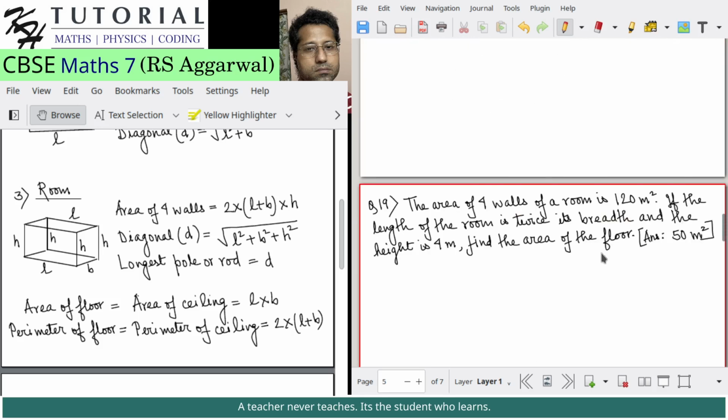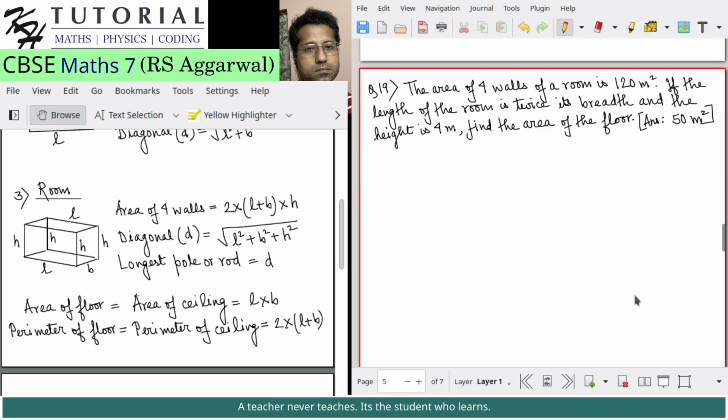Let's see the next problem. The area of 4 walls of a room is 120 meter square. If the length of the room is twice its breadth and the height is 4 meter, find the area of the floor. Okay, so what is given? This is again based on area of 4 walls of a room and height, its length and breadth, and area of floor and ceiling.